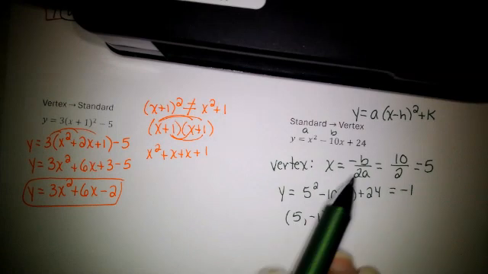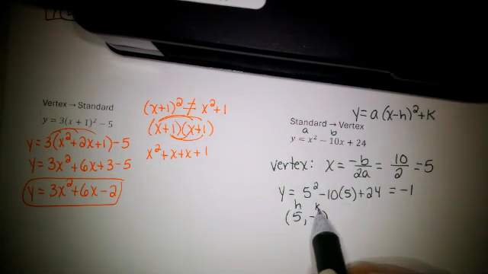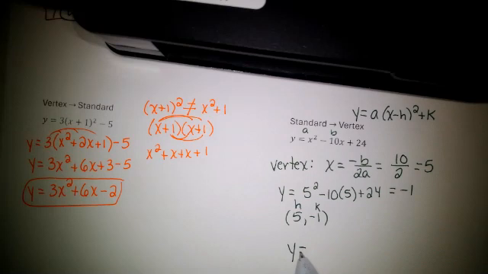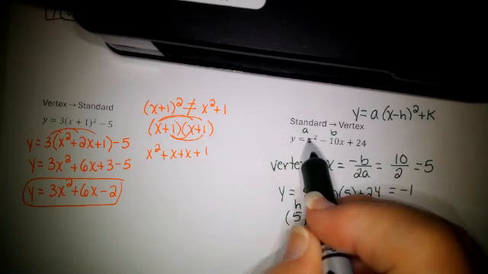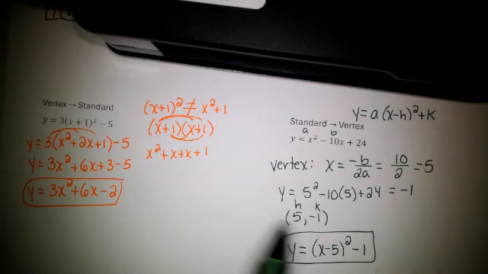So to put this into vertex form, I'm going to put these in for h and for k. So y equals, remember a was 1, so I don't need to write anything there, (x minus 5) squared minus 1. And again, you can graph those and make sure that they're the same graph. So you're going to practice changing your equations from one form to the other and walk through the steps.